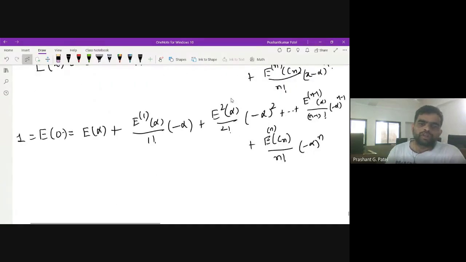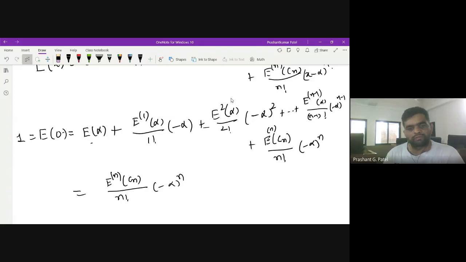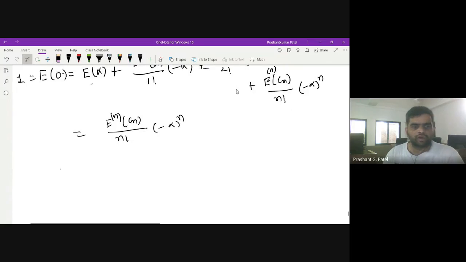So all these terms will cancel out. Only the last term is left, that is the remainder term, En, the nth derivative upon n factorial into minus alpha power. If I take the modulus, I can say 1 mod 1 is less than or equal to, but not less than, it is equal to mod of En upon n factorial alpha raised to n. So I can say just mod alpha raised to n.